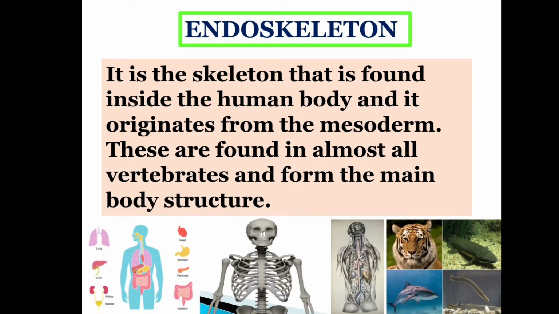The next one is endoskeleton. Endoskeleton is the skeleton that is found inside the human body, and it originates from the mesoderm. These are found in almost all vertebrates and form the main body structure. So endoskeleton is inside the human body, it is from the mesoderm, and it is found in almost all the vertebrates, and that forms the main body structure.